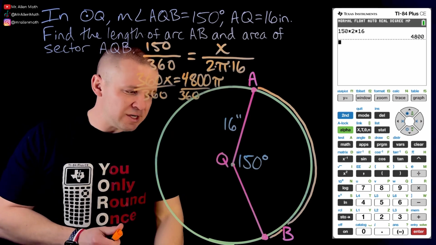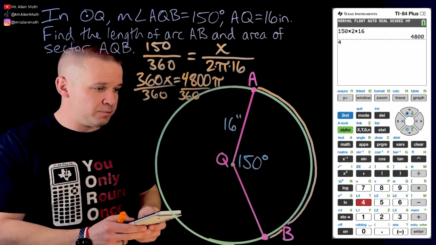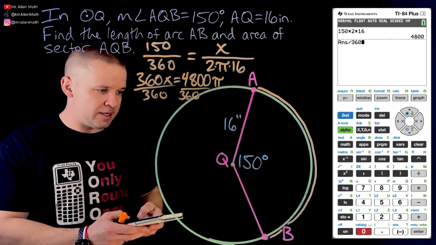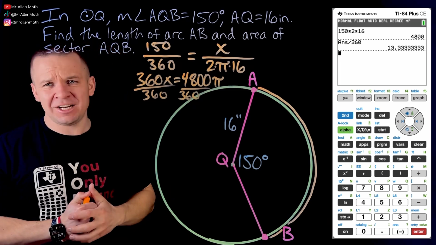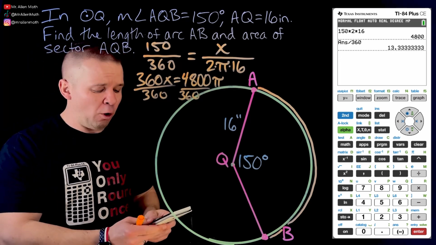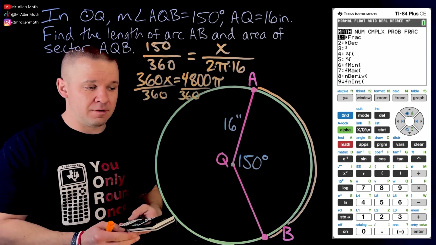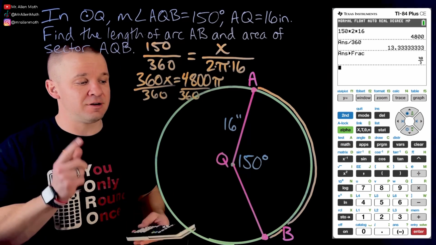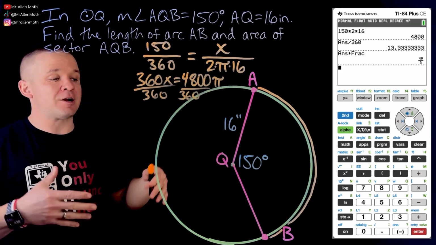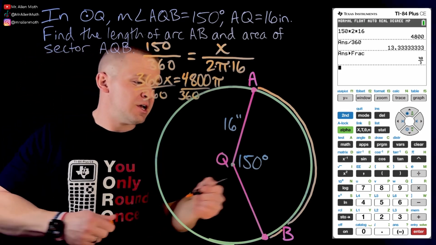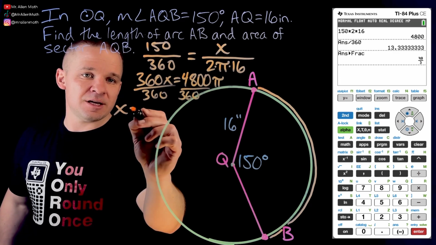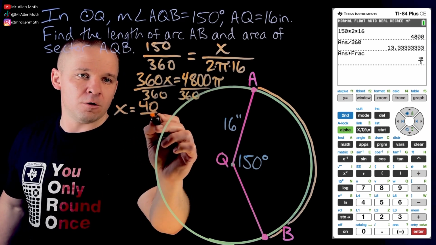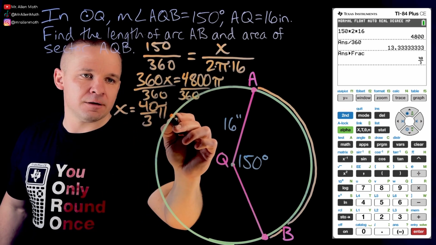So I'm going to divide by 360 on both sides. I get 4,800 divided by 360. Let's see what we get. 13.3 repeating. Ideally, we'd have that as a fraction. If only there was a way. Well, there is. Hit math. First option is frac. Hit enter. It'll even simplify the fraction for you. So we got 40 over 3. So what we got here is that x equals 40 over 3 pi inches.